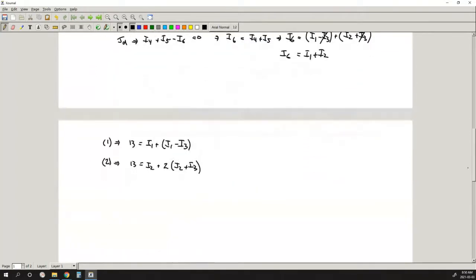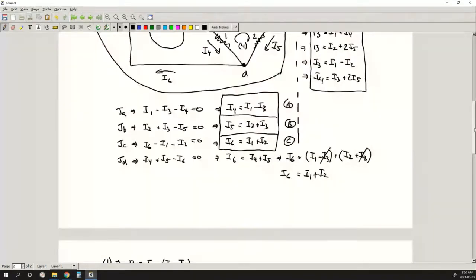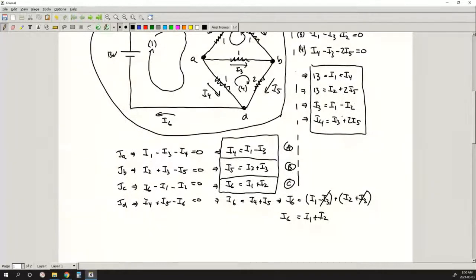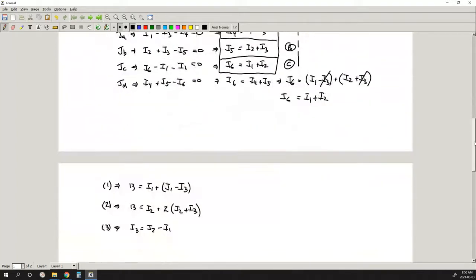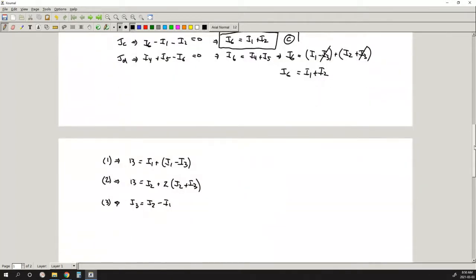Equation 3 is going to give us I3 is equal to I2 minus I1, and so what have we done there? Well, we've done nothing. We've just kept the same equation because it's already in terms of I1, I2, and I3. It has none of these I4, I5, or I6s in it. Okay, and that's what we're trying to do here. I'm trying to eliminate the I4s, 5s, and 6s to get closer to a solution.